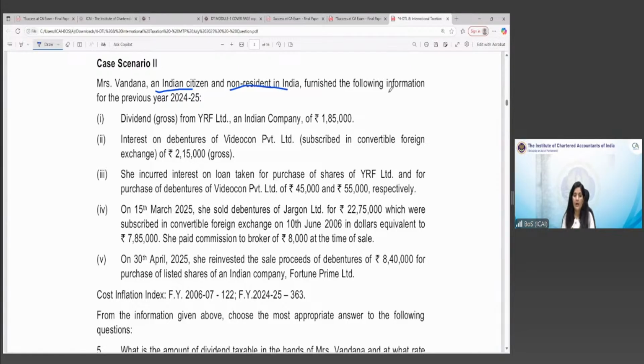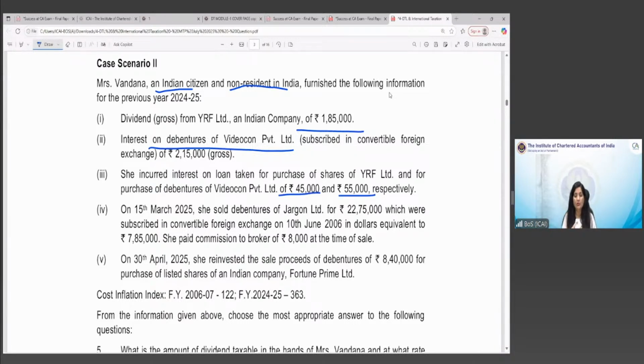Now some income following information is given for her for the previous year 24-25. The dividend income from an Indian company of 1,85,000. Then interest on debentures of Videocon Private Limited is there, 2,15,000. She incurred interest on loan taken for purchase of shares. How much? 45,000 and 55,000 expenditure are given.